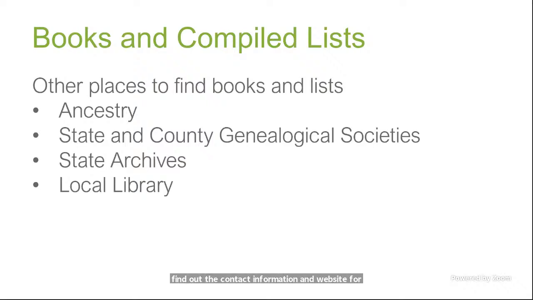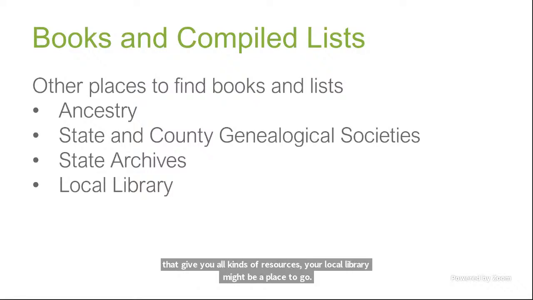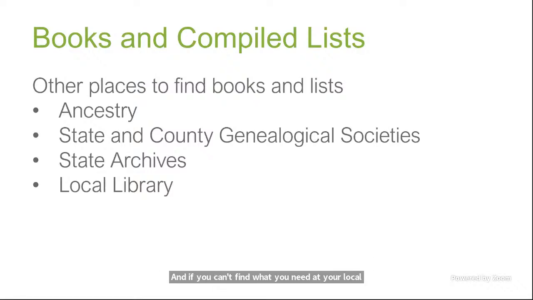We have a page for every state in the United States and a page for every county in the United States in the Research Wiki that gives you all kinds of resources. We also have African American pages that give you all kinds of resources. Your local library might be a place to go. And if you can't find what you need at your local library, you possibly can have the librarians help in using WorldCat and finding something that would be helpful for you.